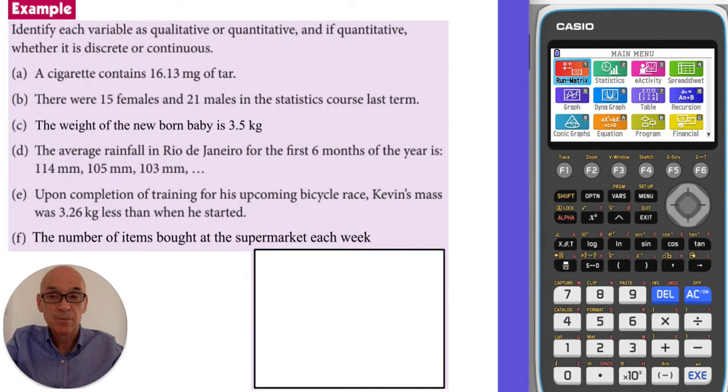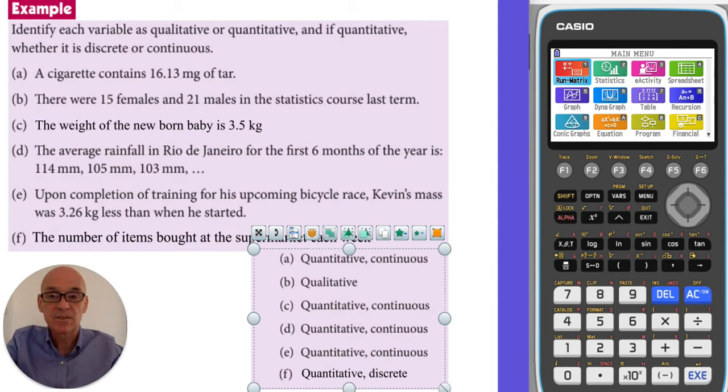So in this example, you're asked to decide whether the variable or the data is qualitative or quantitative, and then if it's quantitative, to decide whether it's discrete or continuous. So you can pause the video and try all 6 examples. And here are the answers.